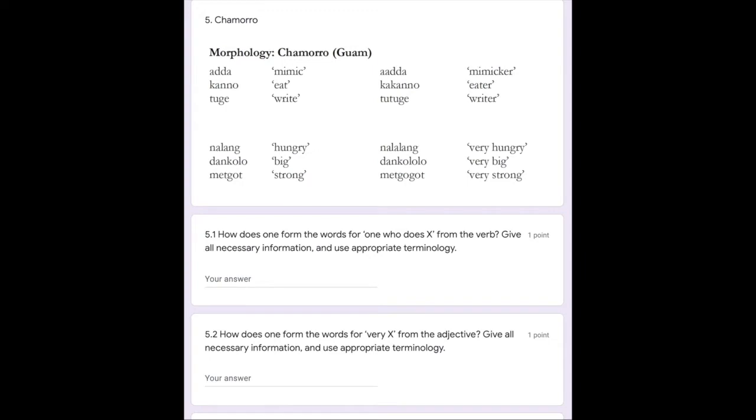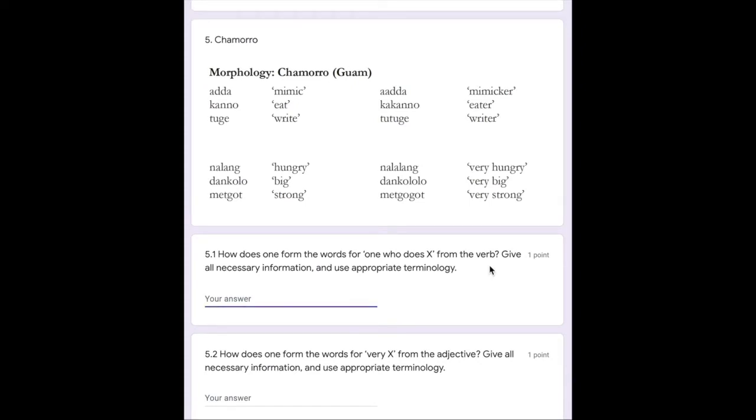If you have not done these questions yourself, please pause the video and come back after you've done. You'll see this is a standard question stem here. When I ask you to use appropriate terminology, I'm asking you to use suffix, prefix, infix, reduplicate, and use them as verbs, so that you don't provide redundant information, but you do provide necessary information, such as where to infix something.